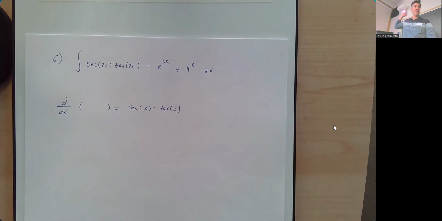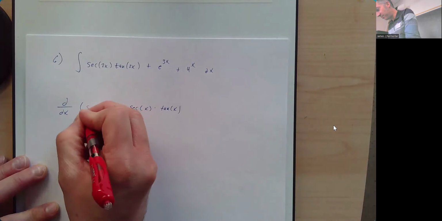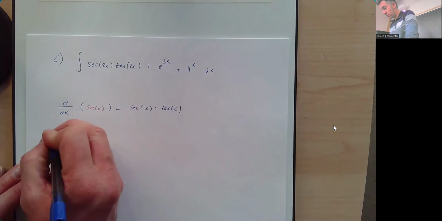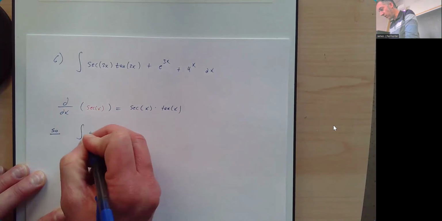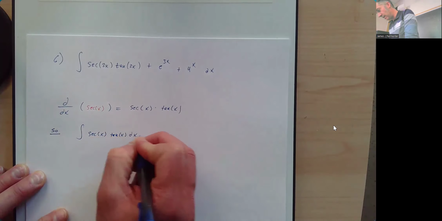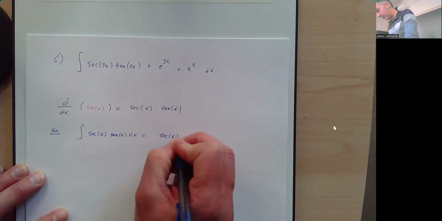It's a trig function. It's not tangent because the derivative of tangent is secant squared. It's definitely secant. The derivative of secant of x is secant of x times tangent of x, which means the antiderivative of secant of x times tangent of x is equal to secant of x.